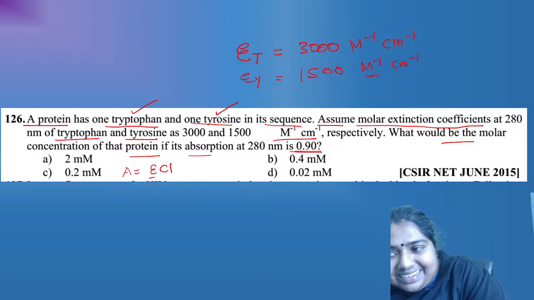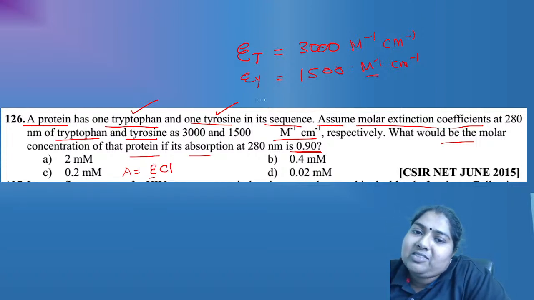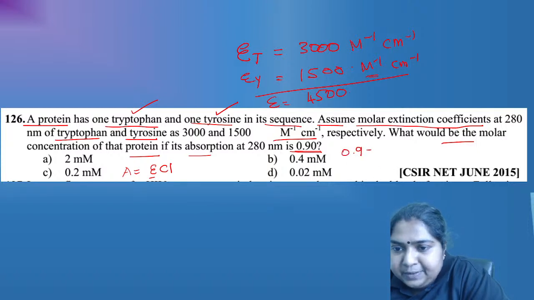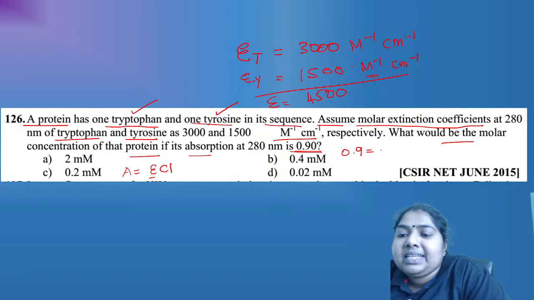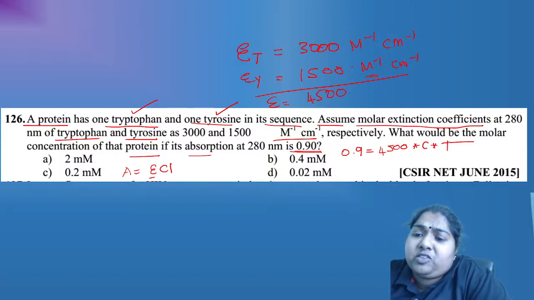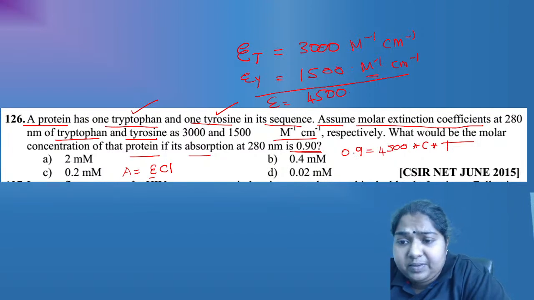Yes, Kunal, got it? What about others? So what is going to be your total epsilon? The epsilon is going to be 4500. Absorbance, it is given in the question as 0.9. It is equal to epsilon into C into 1 centimeter. Okay, so if it is not given, it is absolutely going to be taken as 1.